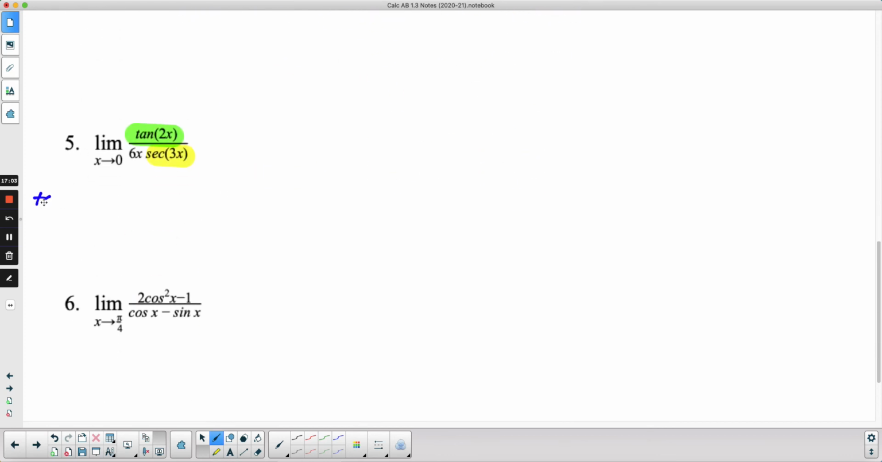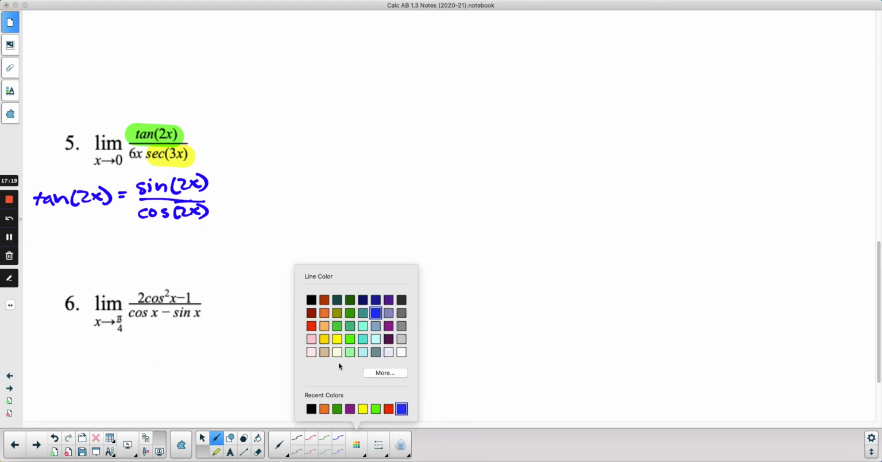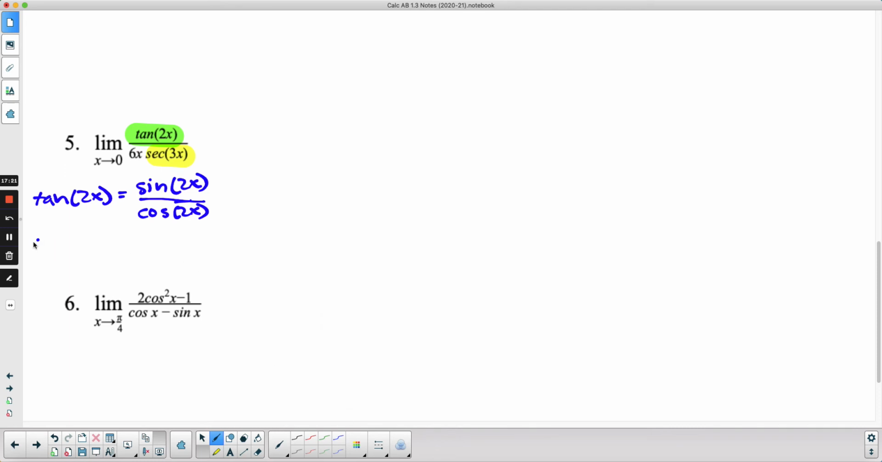So tangent of 2x is going to be sine over cosine. So sine of 2x over cosine of 2x. And then secant of 3x is going to be 1 over cosine of 3x. Okay, so let's do some rewriting here.